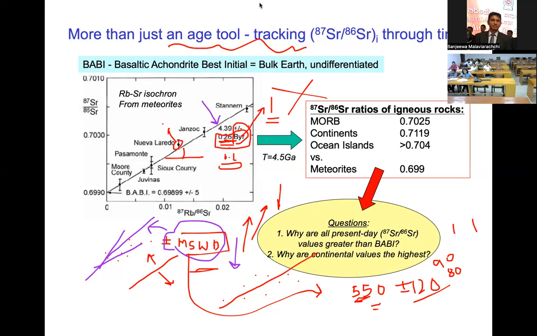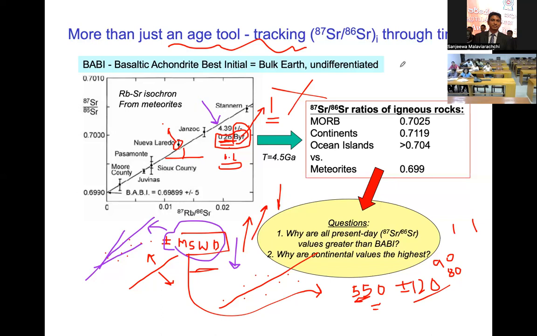So in that case, we are using it as a tracer, right? A tracer, that means kind of an indicator to find out the previous history.